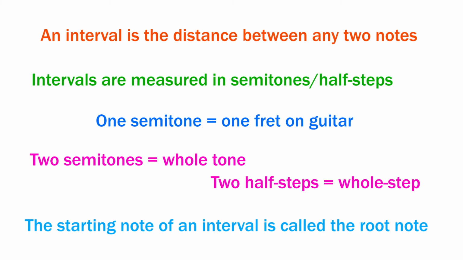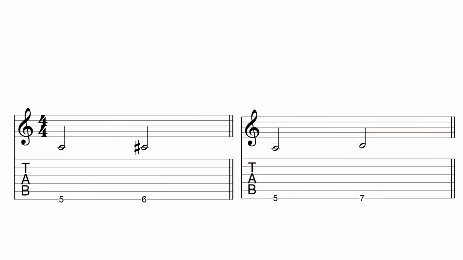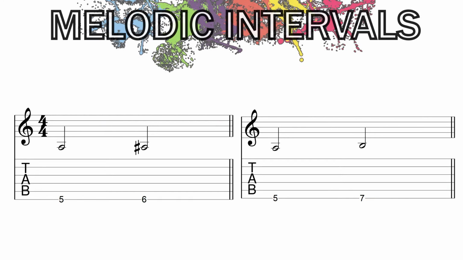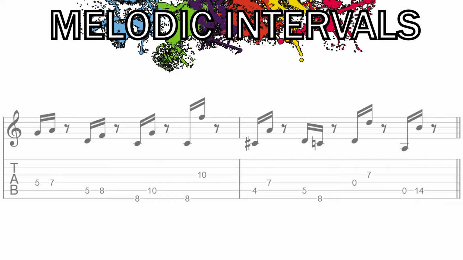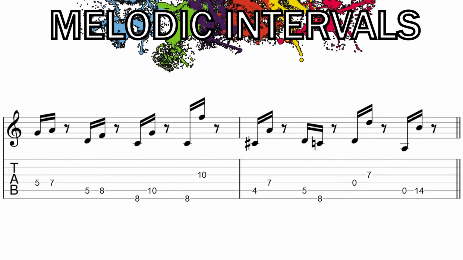Now let's look at how we can play intervals. The two interval examples you heard are melodic intervals. This is when we play an interval one note at a time. Think of a melody. In a melody you hear one note at a time. They're all melodic intervals. Here are some examples of different melodic intervals. As you can hear, each interval is different and they all sound different, but they were all melodic intervals.